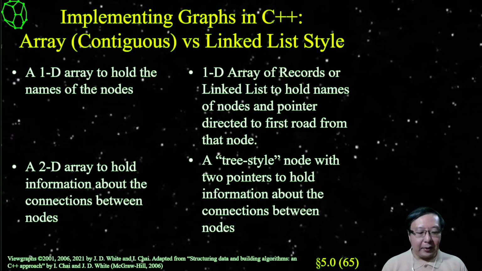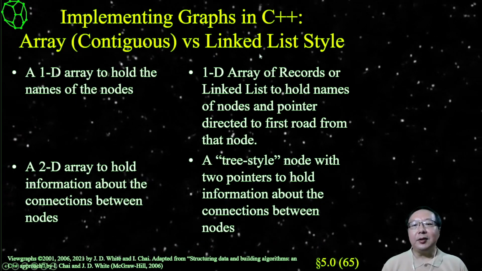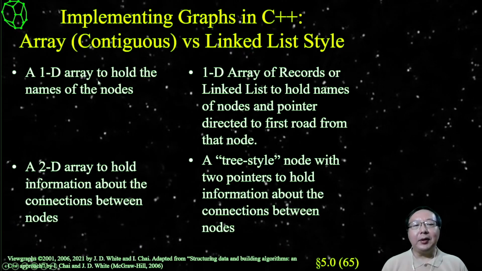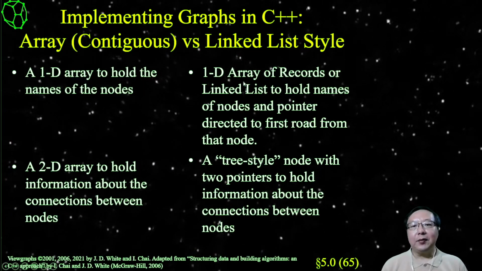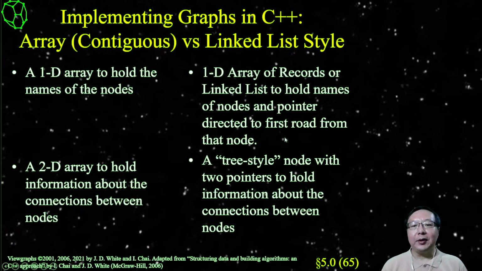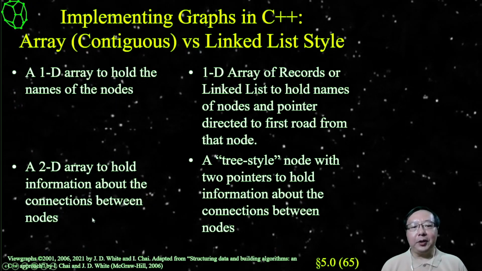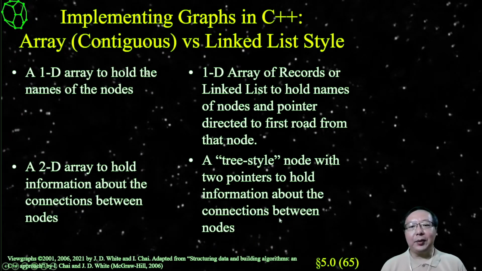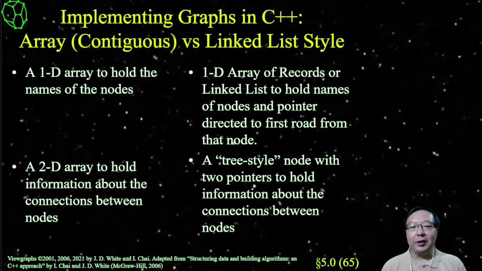Okay, implementing graphs in C++, we have contiguous arrays or linked list style. So in a contiguous array, we have a 1D array to hold the names of the nodes. And in linked list style, we also have an array of records or linked list to hold the names of the nodes and a pointer to the first node of that node. And then we need a 2D array to hold the information about the connections between the nodes, whereas in a linked list style, we have kind of a tree style node with 2 pointers to hold the information about the connections between the nodes.